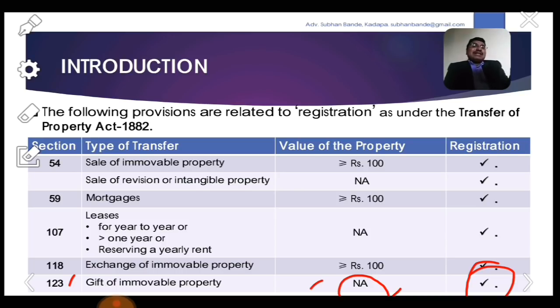For more details related to the law of gifts, just watch my previous video on YouTube with the title Law of Gifts as under Transfer of Property Act 1882. Here, the gift of immovable property irrespective of its value, registration is compulsory. These are the important provisions in Transfer of Property Act with relation to registration.